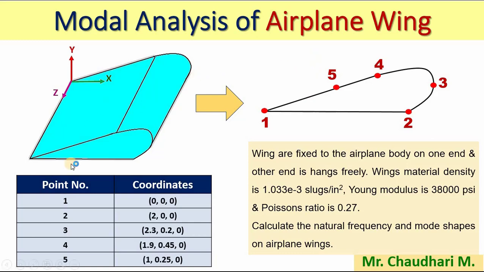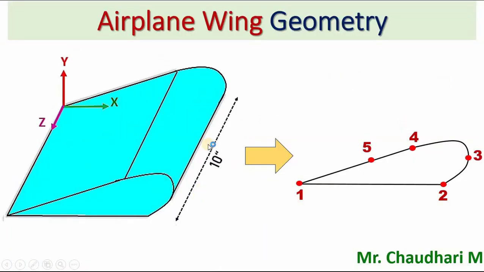Now there is one table here. In that table, point numbers are given from 1 to 5. Let's see, here is 1 2 3 4 5, and there are coordinates. So let's see the Z direction. Here it is 10 inch.